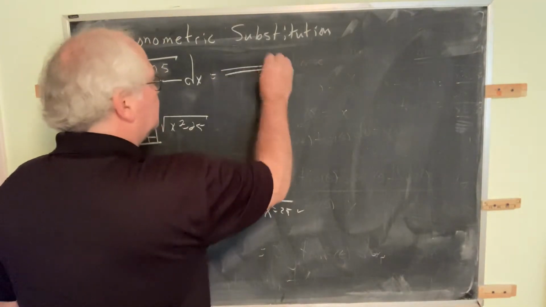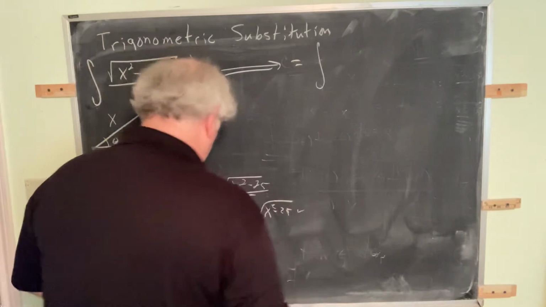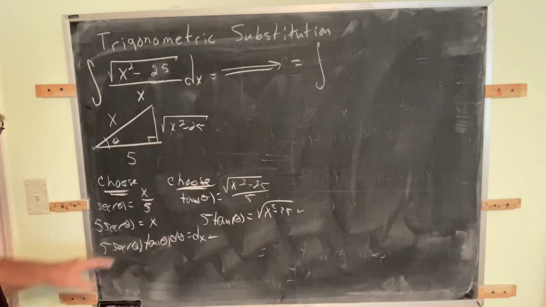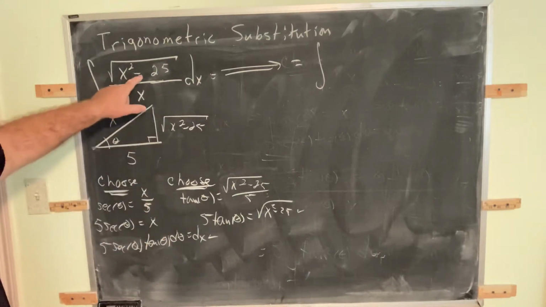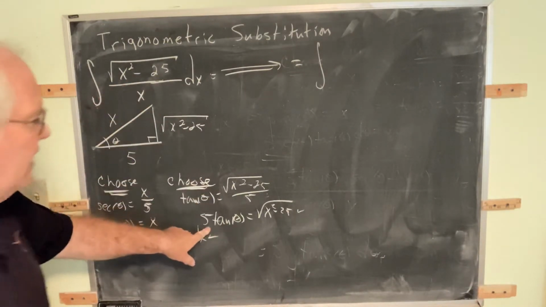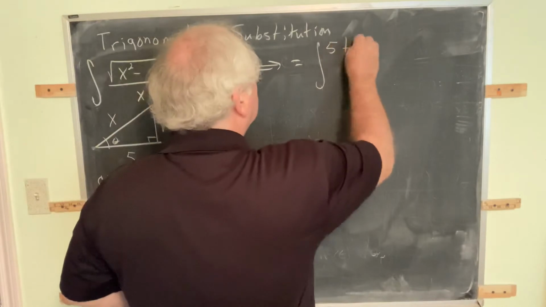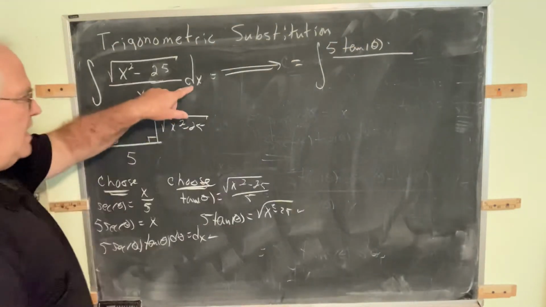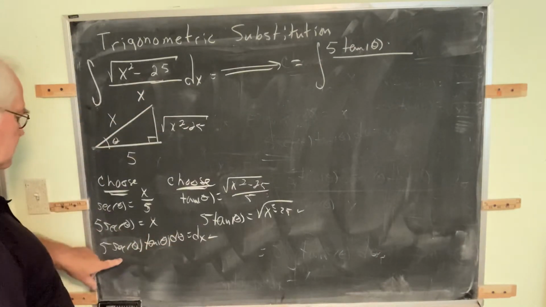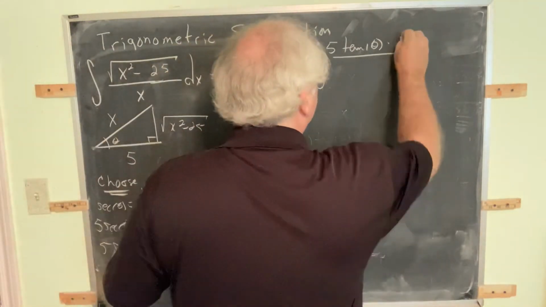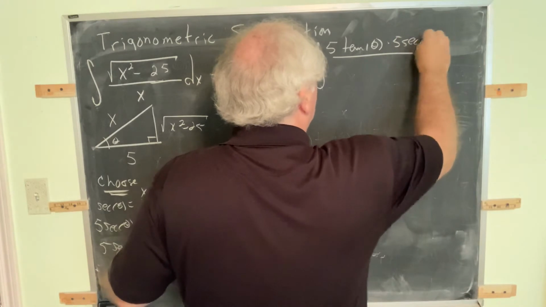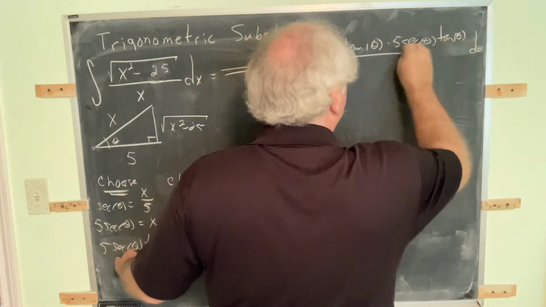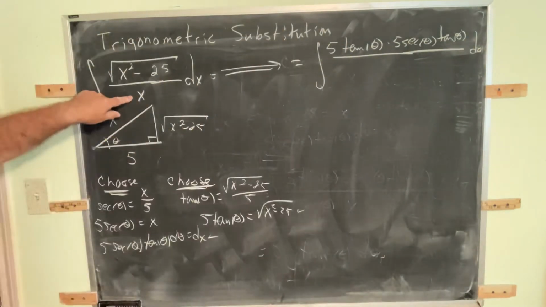So substituting, and we followed this path in the previous video here. What do we have? We have the radical. The radical is 5 tangent theta. We also have dx. Remember, the differential is numerator. So this is 5 secant theta tangent theta d theta. And then in this particular problem, we have x.